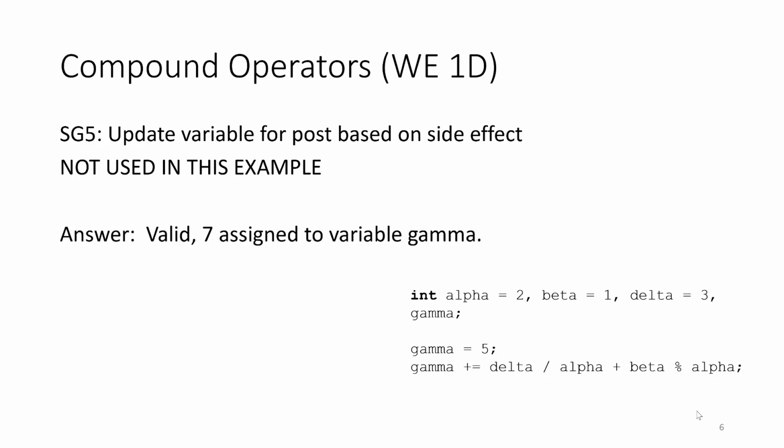The answer to the problem would be that the statements are valid and that 7 is assigned to the value of gamma. That is the end of this worked example.